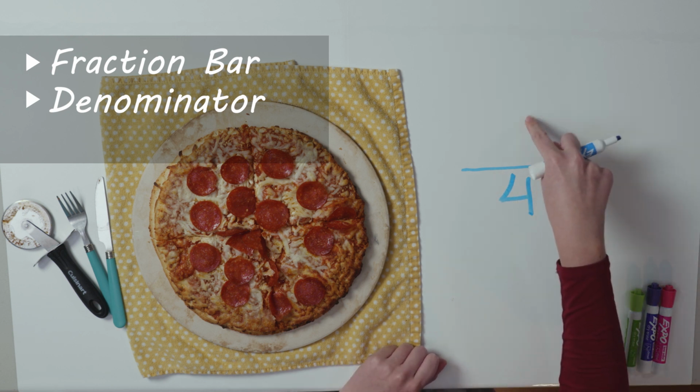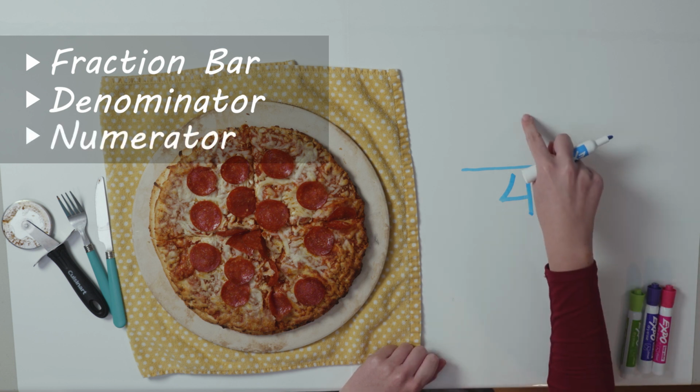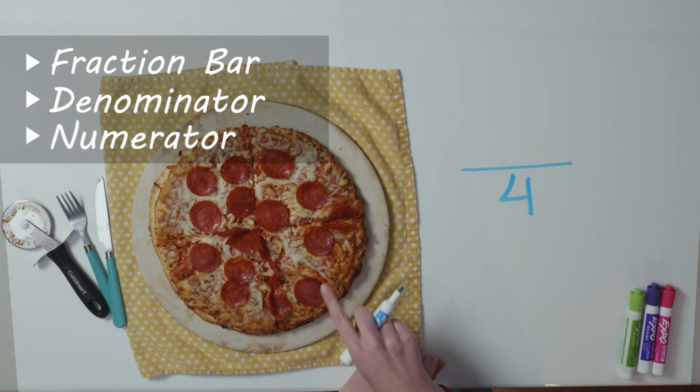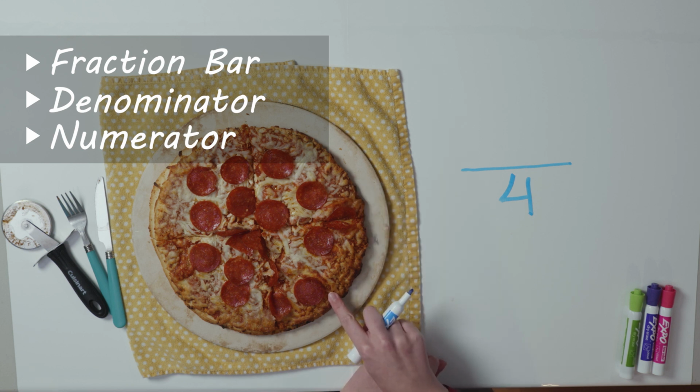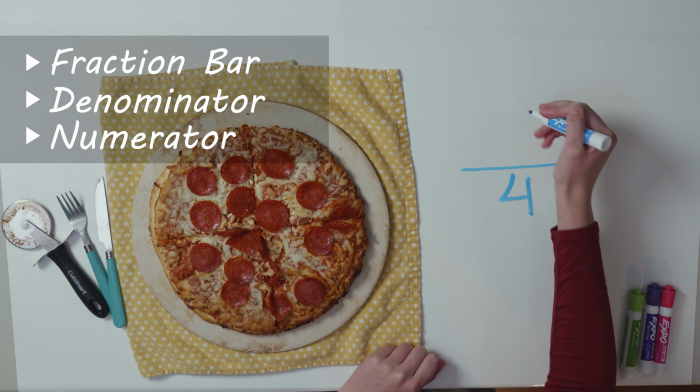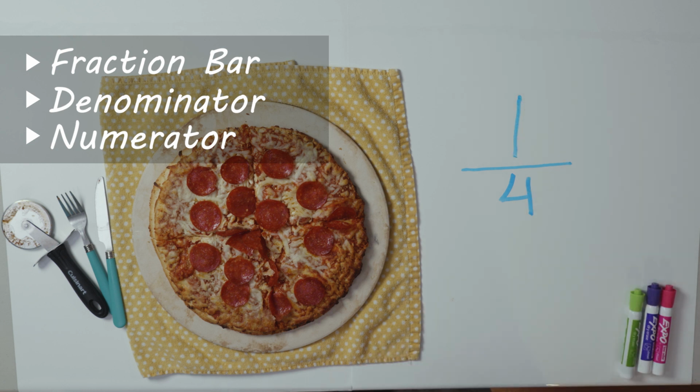I also need a top number. That top number is called my numerator, and my numerator tells me how many pieces I got. Did I get to eat all 4 pieces? No, I only get to eat 1 because I shared it with my friends. So my numerator is going to be 1.